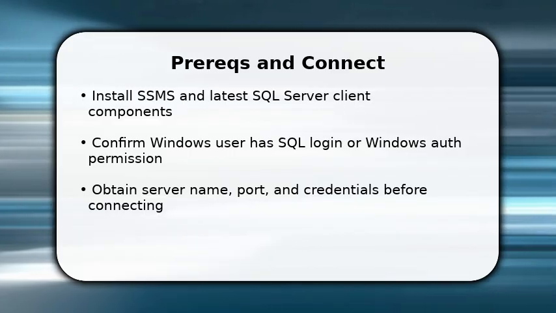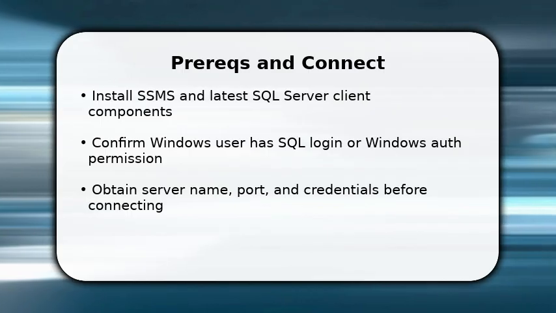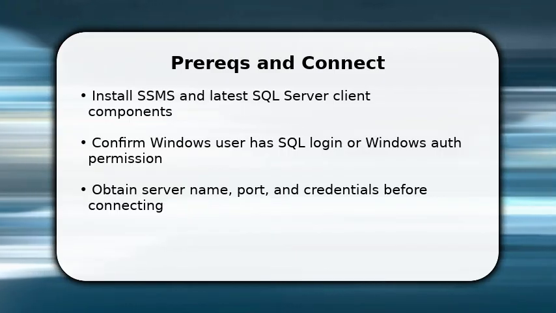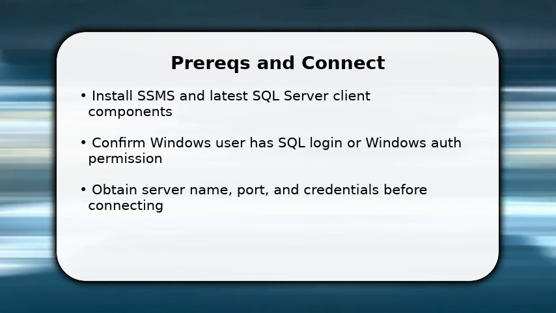Once done, open SSMS and choose Windows Authentication or SQL Server Authentication with the supplied username and password. Make sure to enter server name\instance or IP, optionally with a comma and port. You will see Object Explorer populate. This confirms connectivity and lets you move on to database exploration and scripted tasks.